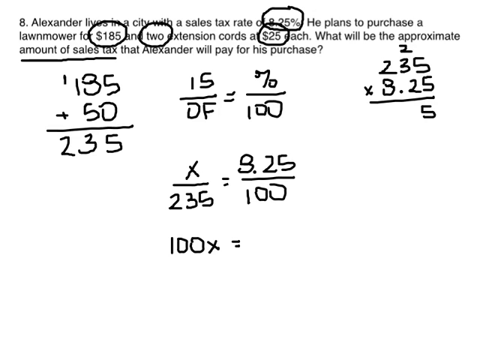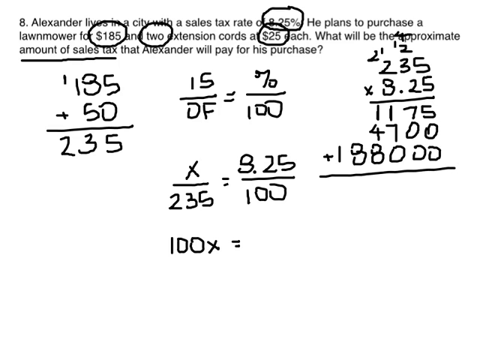3 times 5 is 15. Plus 2 is 17. 2 times 5 is 10. Plus 1 is 11. Put a 0 for the second row. 2 times 5 is 10. 2 times 3 is 6. Plus 1 is 7. 2 times 2 is 4. 2 zeros for the third row. 8 times 5 is 40. 3 times 8 is 24, plus 4 is 28. 2 times 8 is 16, plus 2 is 18.